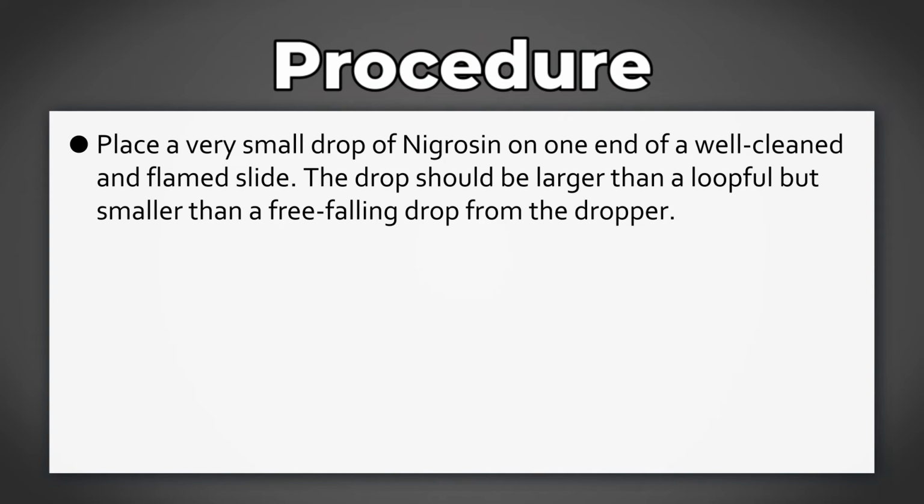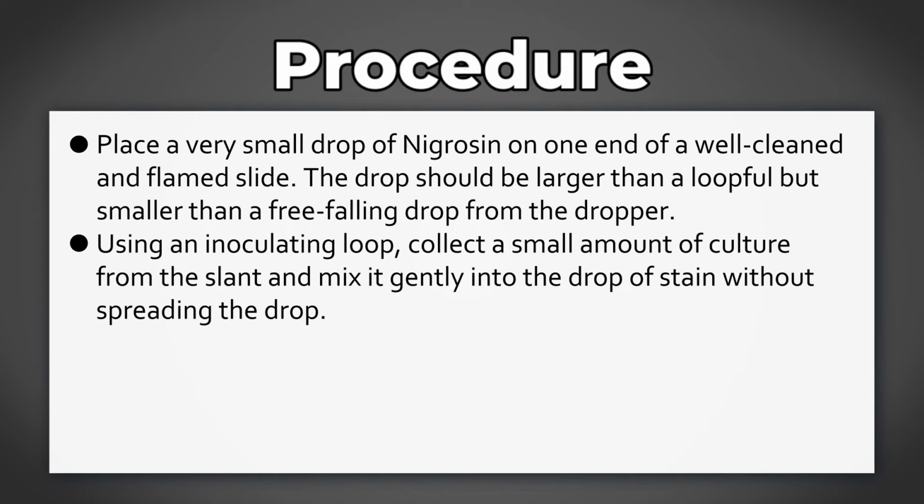Procedure of negative staining. Place a very small drop of Nigrosin on one end of a well-cleaned and flamed slide. The drop should be larger than a loopful, but smaller than a free-falling drop from the dropper. Using an inoculating loop, collect a small amount of culture from the slant and mix it gently into the drop of stain without spreading the drop.